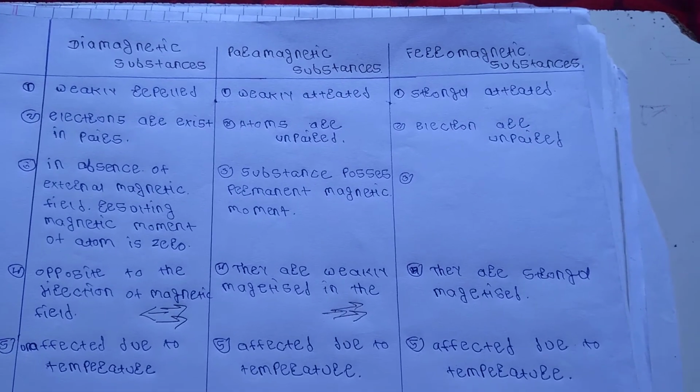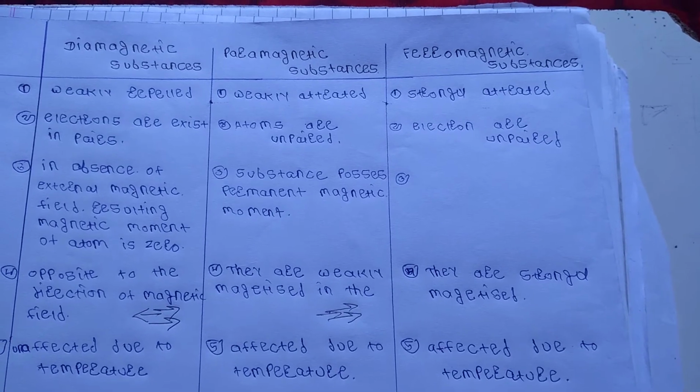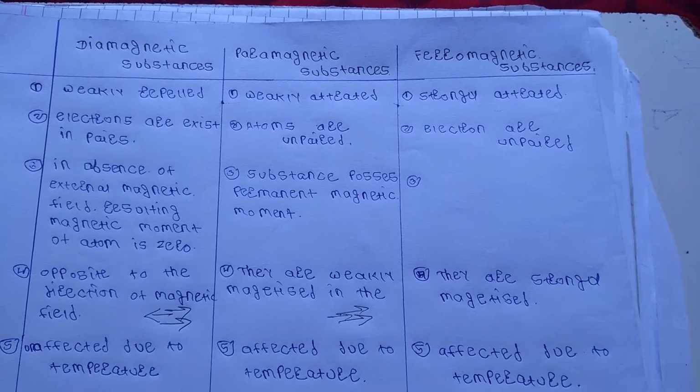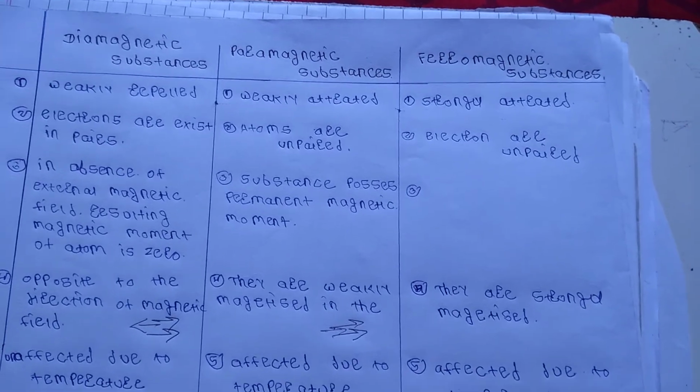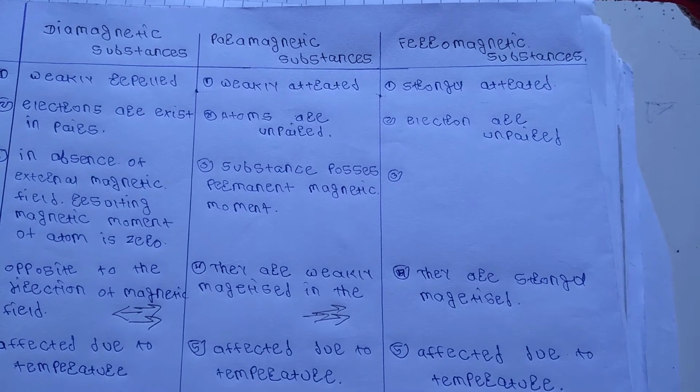Now, in paramagnetic substances, the substances which are weakly attracted by the magnet are called paramagnetic substances. When the paramagnetic substances are placed in an external magnetic field, they are weakly attracted by the magnet.